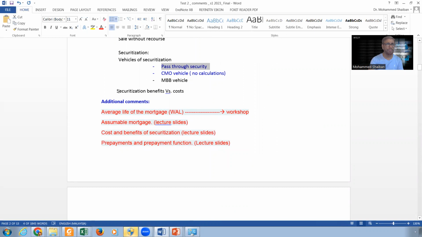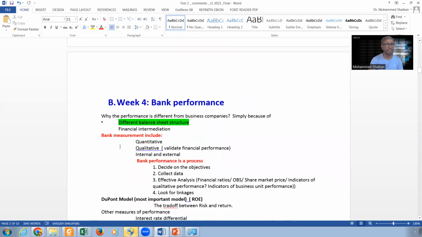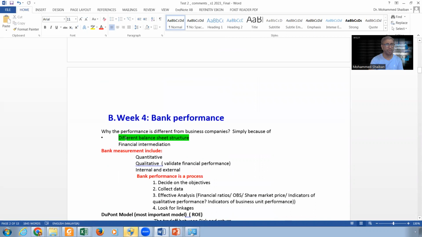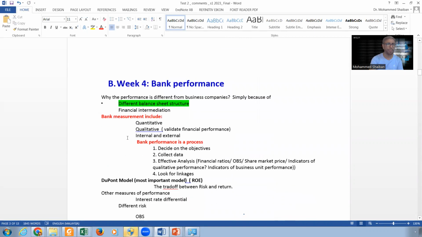So you can talk about securitization versus benefit versus cost. This is over there. We talked about average, mortgage, assumable mortgages, cost benefits, prepayments, and that's all about securitization. Now, let me go to week 4, bank performance.